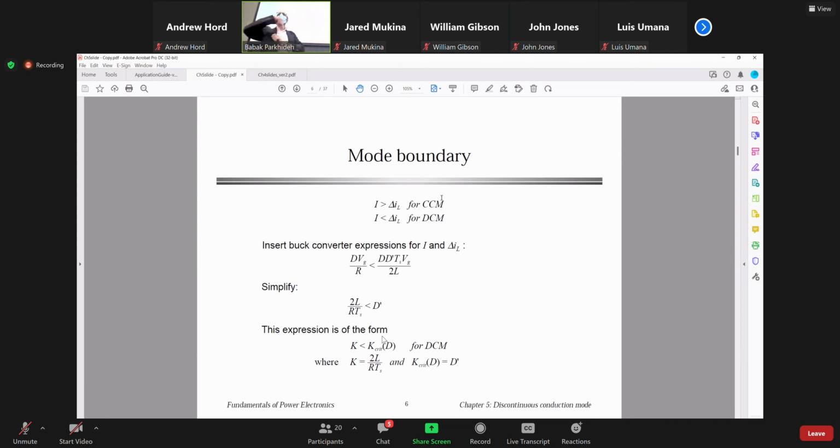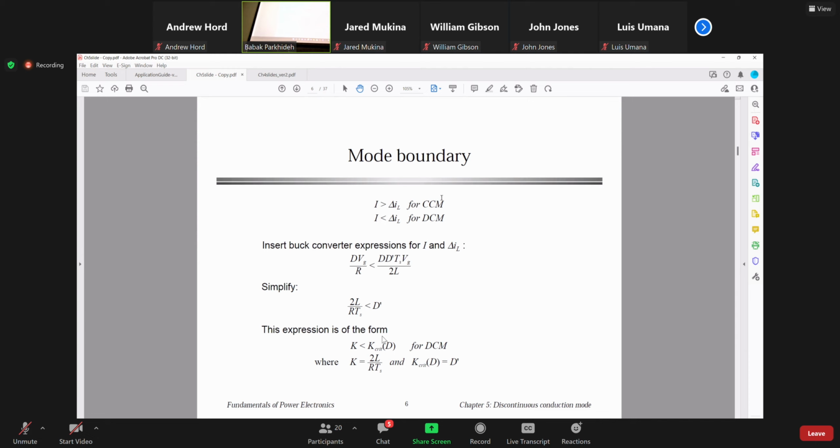So 2L over R Ts is the tendency of the converter to operate in continuous conduction mode. For the buck converter, the critical value for K is D prime. For the boost converter it is different, and for buck-boost it is different. Whenever this K, 2L over R Ts, is less than D prime in your circuit, your converter is in DCM, and when it's higher, you are in CCM.